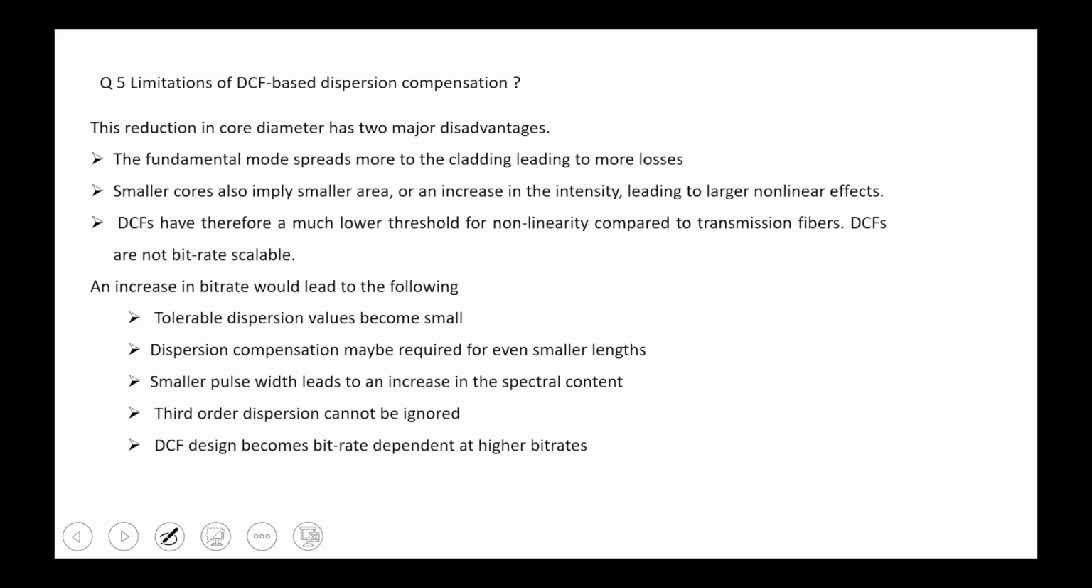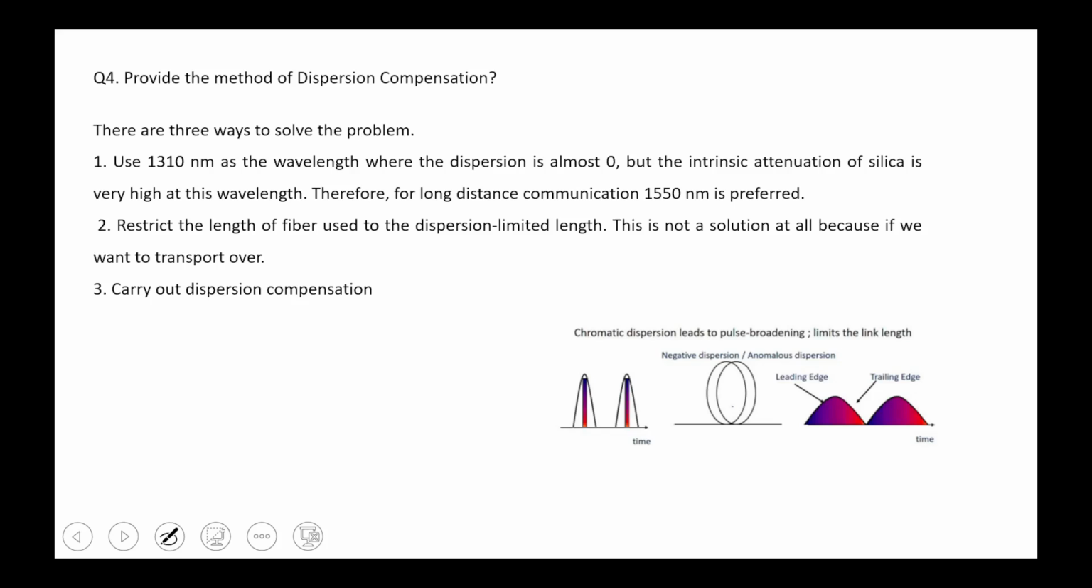Limitation of the DCF based dispersion compensation. Any limitation, does everyone know that? Sir, can you repeat the question? What is the limitation of the dispersion transfer function?